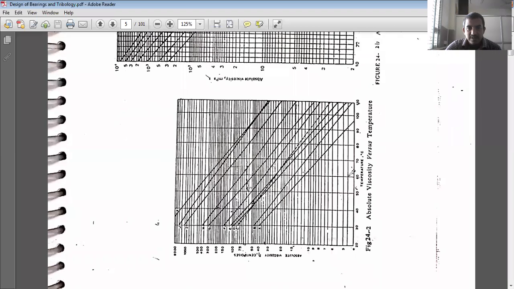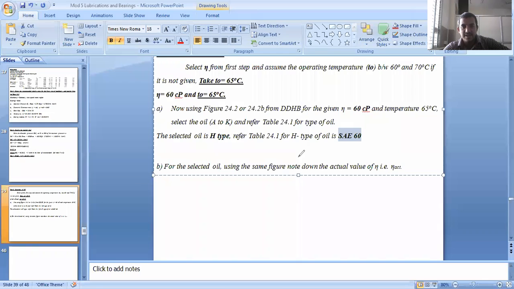If the operating temperature and the absolute viscosity intersection coincides exactly with H, it means the actual viscosity is the same. If it does not coincide, then you take the viscosity at the line that coincides. That is considered the actual absolute viscosity. When it comes to some other type of problem, we will see that. Clear? Now the third step is over.